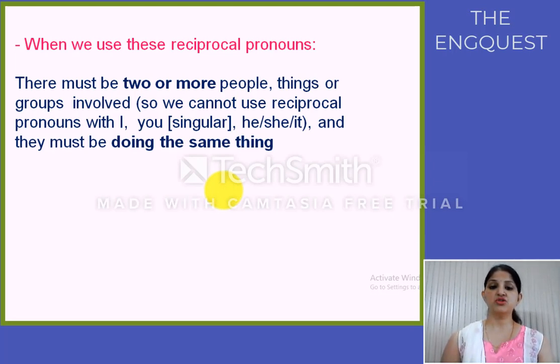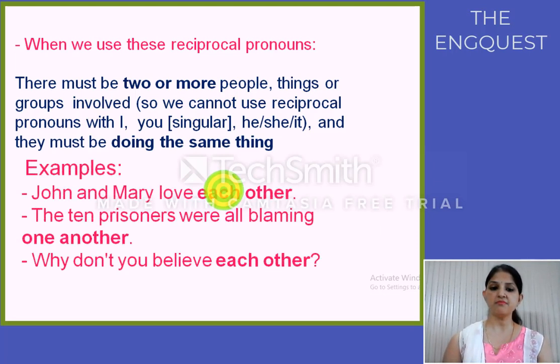When we use these reciprocal pronouns, there must be two or more people, things, or groups involved. So we cannot use reciprocal pronouns with I, you singular, or he, she, it. And they must be doing the same thing. For example, John and Mary love each other. The 10 prisoners were all blaming one another. Don't you believe? Why don't you believe each other?